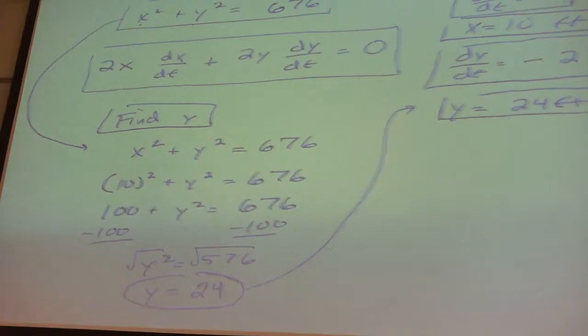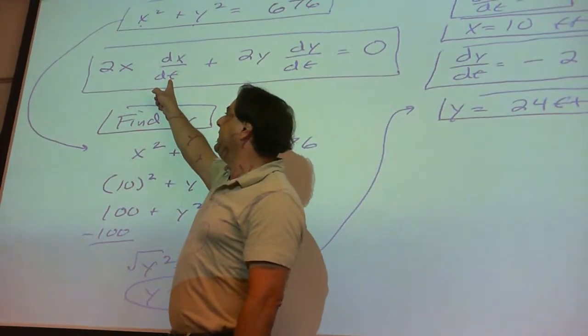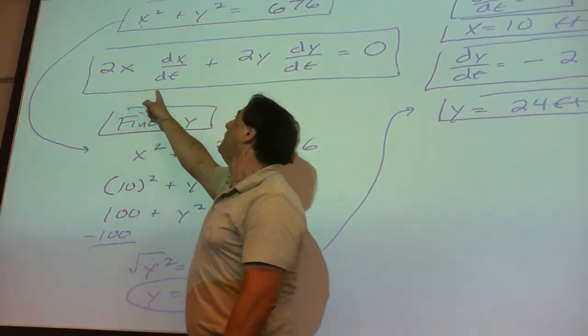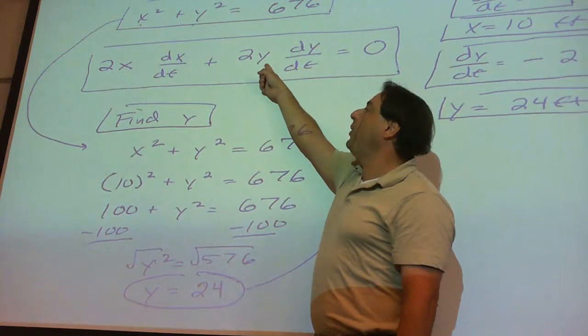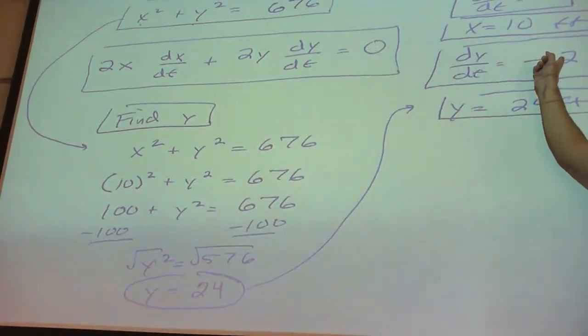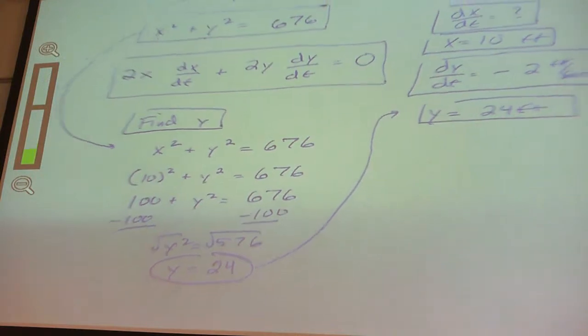Now, why did I need y? Well, bottom line, I'm looking for dx over dt. Do I have x? Yep. Did I have y? No. So I have to plug into the first equation to find that. Do I have dy over dt? Yep. So now I have all the pieces, and I can now solve. So I'll try to put this all on one page if I can.